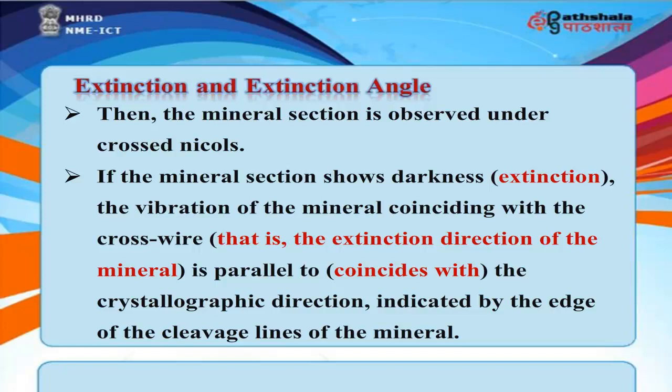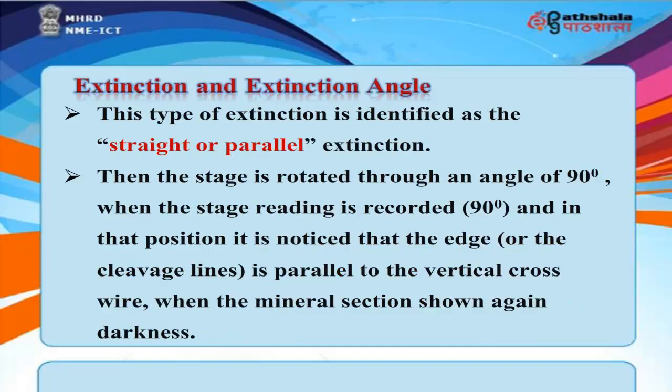If the mineral section shows darkness or extinction, the vibration direction of the mineral coinciding with the crosswire, that is, the extinction direction of the mineral, is parallel to or coincides with the crystallographic direction indicated by the edge or cleavage lines of the mineral. This type of extinction is identified as the straight or parallel extinction.